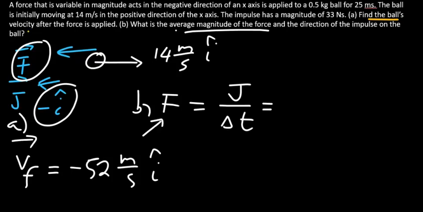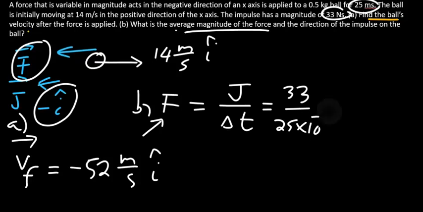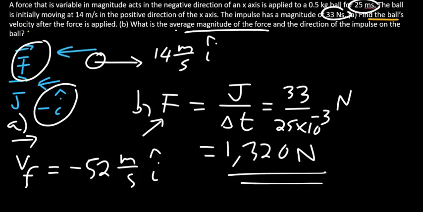So we know the magnitude of the impulse, which is 33 newton-seconds, that one right there. The time interval is 25 milliseconds, so 25 times 10 to the power minus 3, and the answer should come out in the units of newtons. And the answer is 1,320 newtons, and that solves the problem.